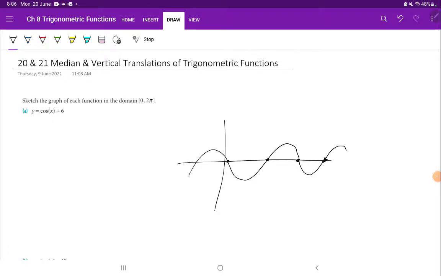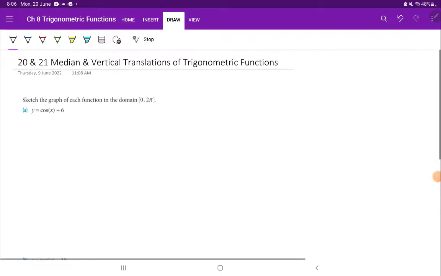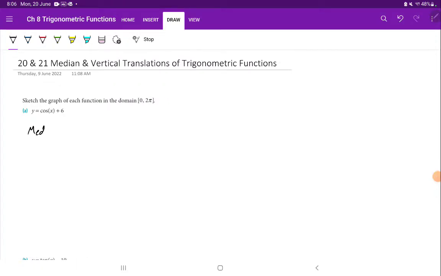These are our key values. What happens when we do a vertical shift is we shift where this is in relation to the x-axis. So we can shift it up or down. You can have a play with it on Desmos if you want to believe me. But that's the basic idea. We're just going to shift this thing up. So the median value is just going to be 6 because as you can see, it's been translated up by 6.